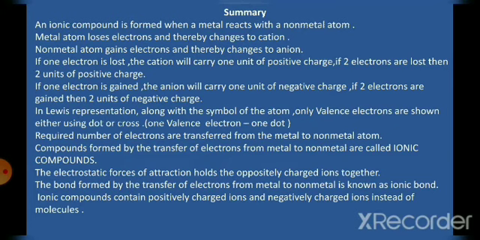In Lewis representation, along with the symbol of the atom, only valence electrons are shown, either using a dot or a cross. 1 valence electron, 1 dot. The required number of electrons are transferred from the metal to the non-metal atom. Compounds formed by the transfer of electrons from metal to non-metal are called ionic compounds. The electrostatic forces of attraction hold the oppositely charged ions together. The bond formed by the transfer of electrons from metal to non-metal is known as an ionic bond. Ionic compounds contain positively charged ions and negatively charged ions instead of molecules.